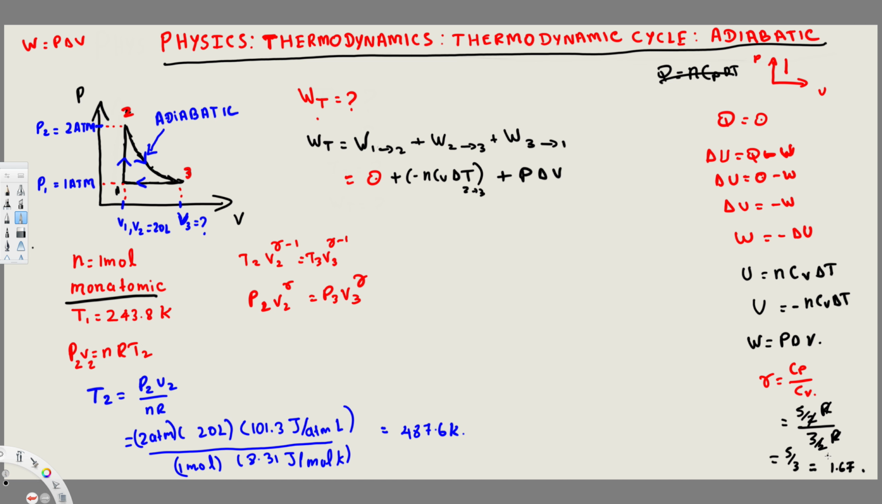All we have to do is simply plug in this power and find the value. Here we have P2, V2. Let's rearrange this equation, since we are trying to find V3. V3 to the power gamma is equal to P2 V2 to the power gamma over P3.